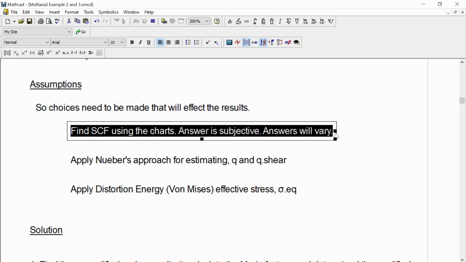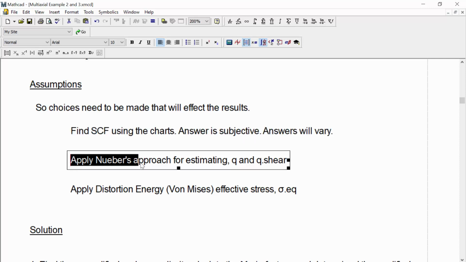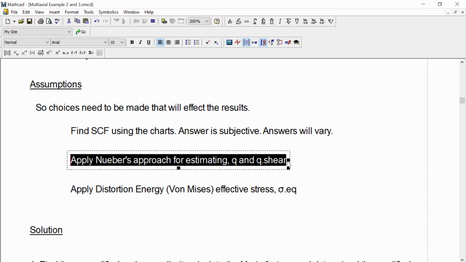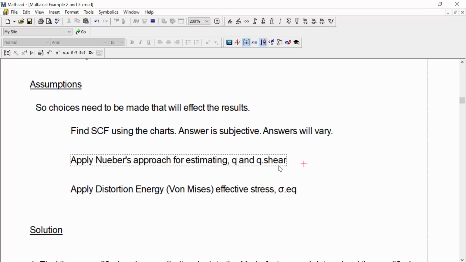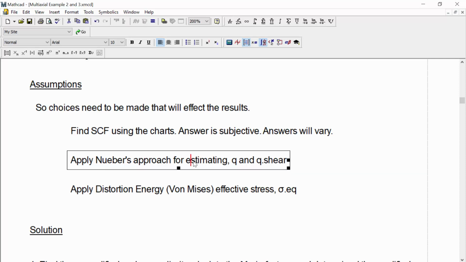Some people will say, oh, it would be a little bit more conservative than others. So we'll say that as a point of subjectivity. Next, we're going to apply Neuber's approach for estimating Q and Q shear. And using Neuber's approach, there is also some level of subjectivity in how we actually end up calculating the Q and the Q shear. How do we get the square root of rho parameter?